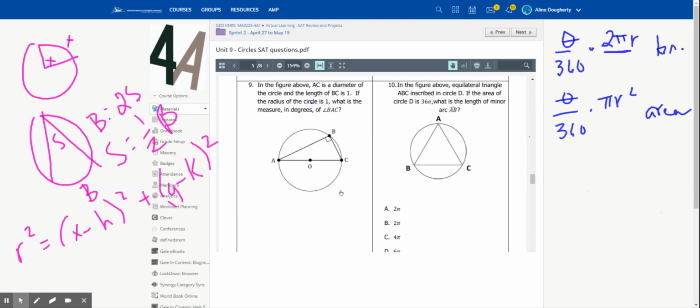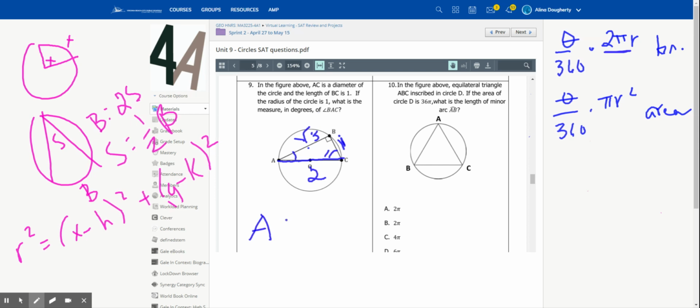In the figure above, AC is a diameter. If AC is the diameter of the circle and the length of BC is 1, the radius of the circle is 1. That means this diameter is 2. I've got a 1 and a 2. I should be thinking special right triangle, 30, 60, 90, which means 1, 2, square root of 3. What is the measure in degrees of BAC? Oh, special right triangle. Boom.